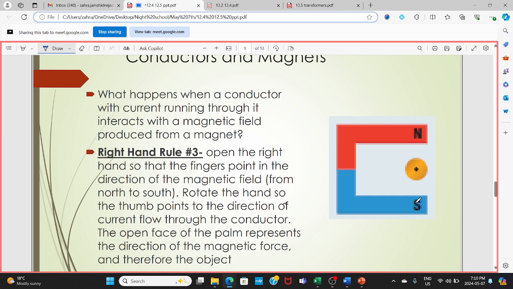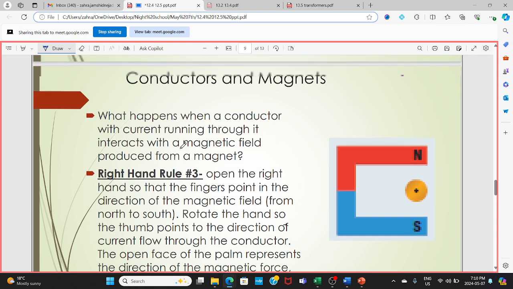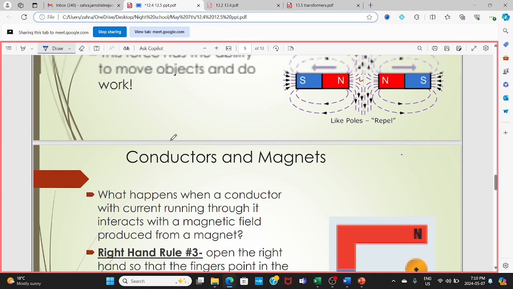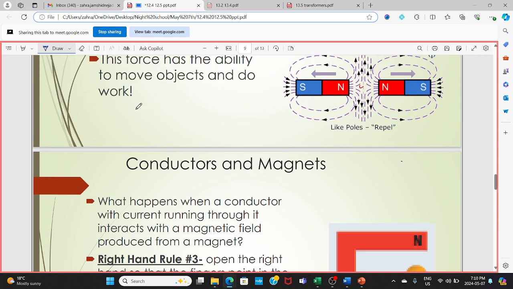Now, my job here is to see, if there is an external magnetic field around a wire carrying current, what is the direction of the force? Where will this wire be dragged? That is right hand rule number 3. We had 2 right hand rules so far. I'm just gonna give everyone a reminder.